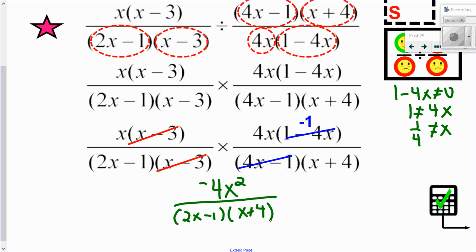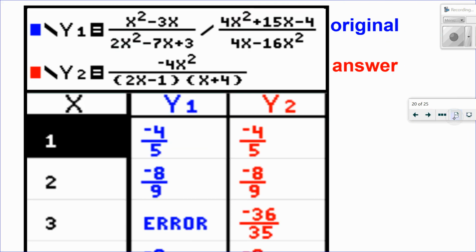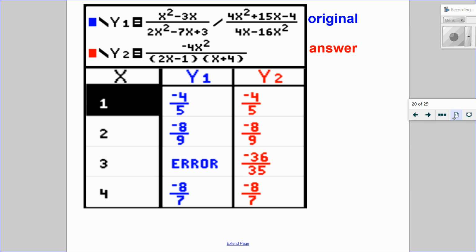Always go ahead and check to see if you did that correctly. In my check, I put the original equation into y1 and my answer into y2, and you can see that aside from the non-permissible values, y1 equals y2. That's where the check always happens, so I know I did it correctly.